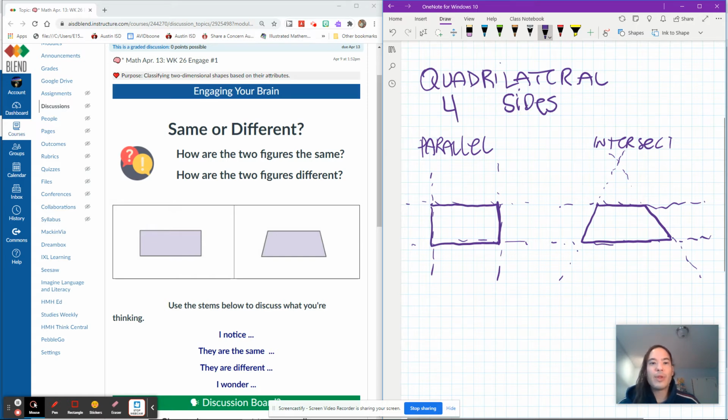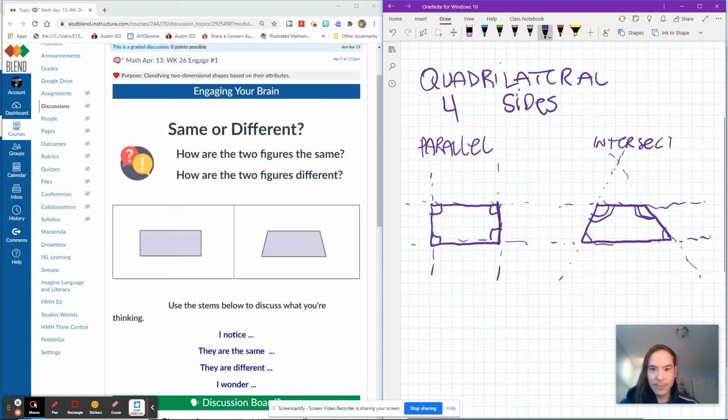I noticed they're both the same because they have four sides and four angles. Your rectangle has four 90-degree angles. Your trapezoid has two acute angles, remember, smaller than 90 degrees, and then two obtuse angles, which are greater than 90 degrees. So we're looking at two quadrilaterals. They are the same because they both have four sides and four angles: 1, 2, 3, 4 sides, 1, 2, 3, 4 angles.